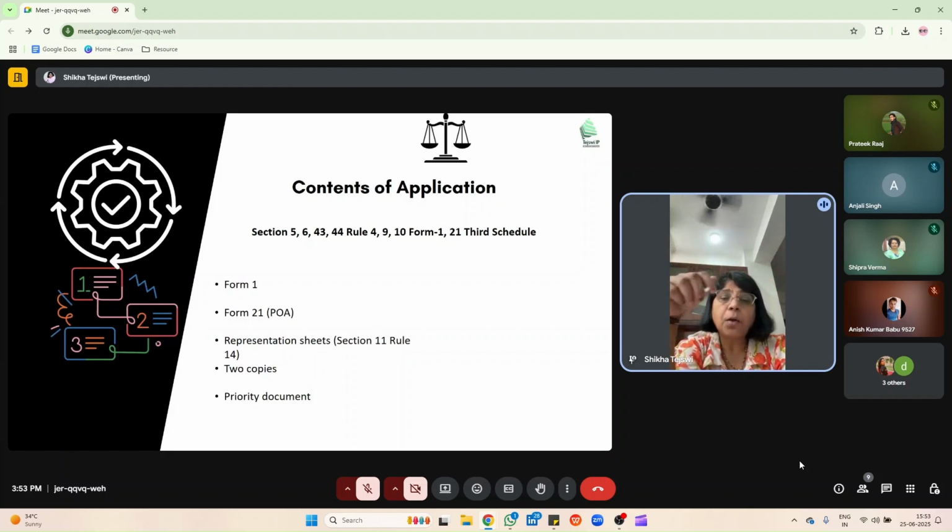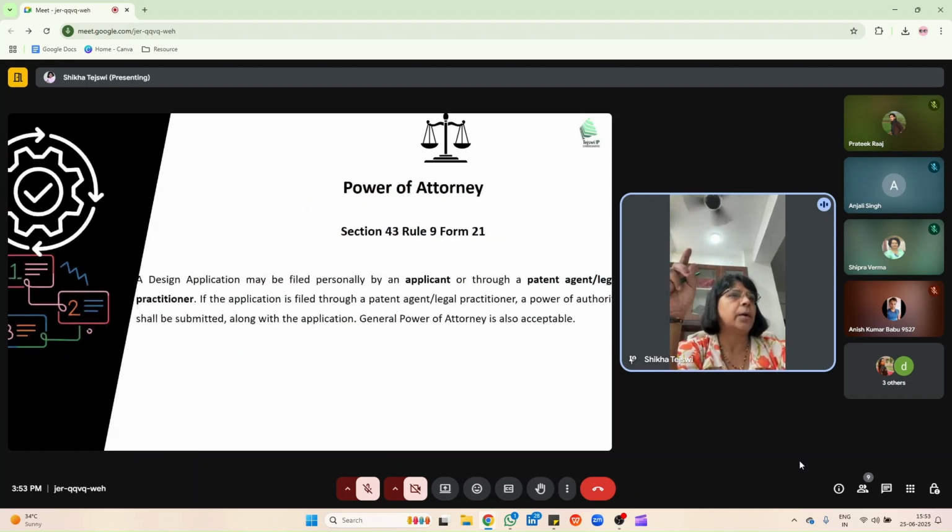along with a novelty statement that the novelty resides in such and such feature of this design, that is mentioned. So I'll show you a real example also after this. So that should be filed along with the priority document if it is a priority case. If it is an ordinary application, then the fourth requirement is not required.